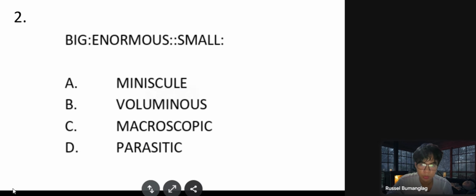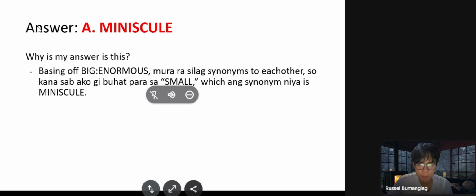For number 2, big is equal to enormous, and small is equal to what? A, minuscule, B, voluminous, C, macroscopic, or D, parasitic. My answer for number 2 is letter A, minuscule. So, why is my answer this? Basing off big is equal to enormous, they are synonyms of each other. So, what we do for small, whose synonym is minuscule, is A.